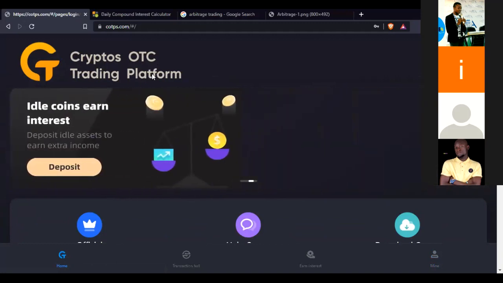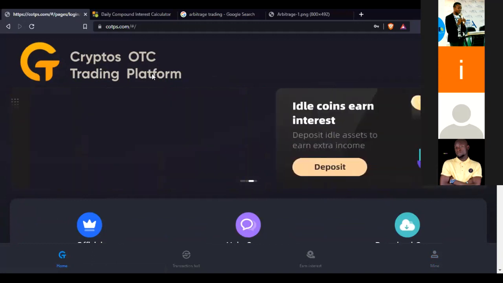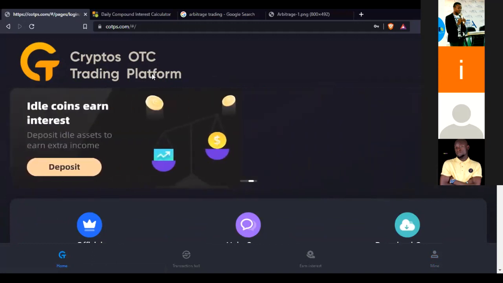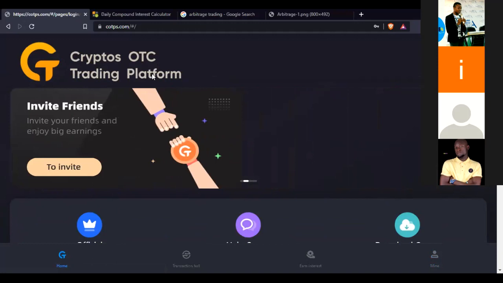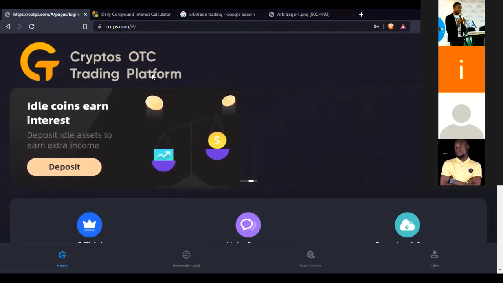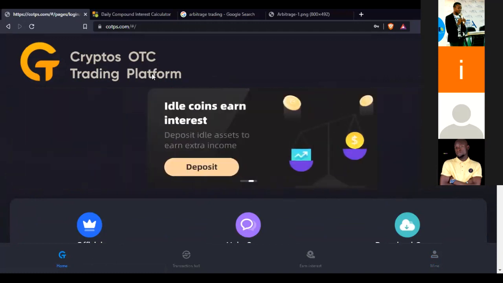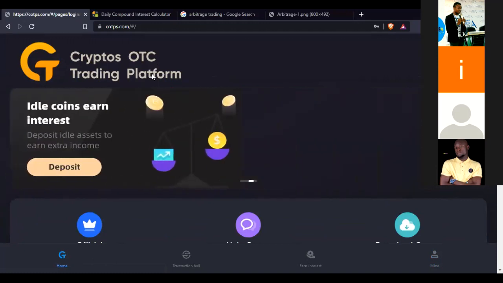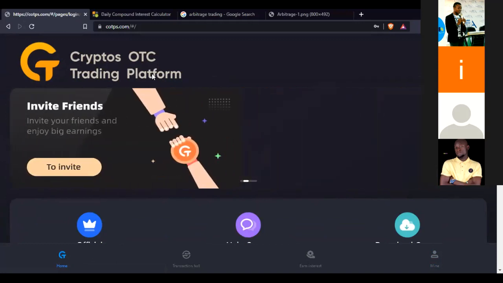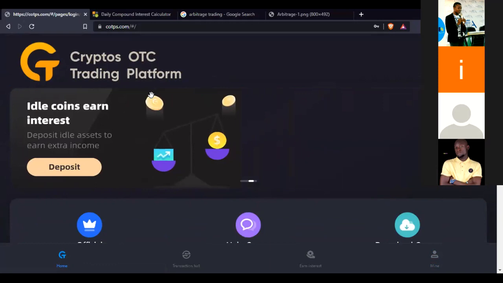If you have heard of it, fine, but if not, I will explain what the crypto OTC trading platform is all about. Majorly, what this platform does is that it helps you do this type of arbitrage trading that I have explained to you. Majorly what is traded here is USDT. It is USDT and USDT alone that is traded on the crypto OTC trading platform, all right?